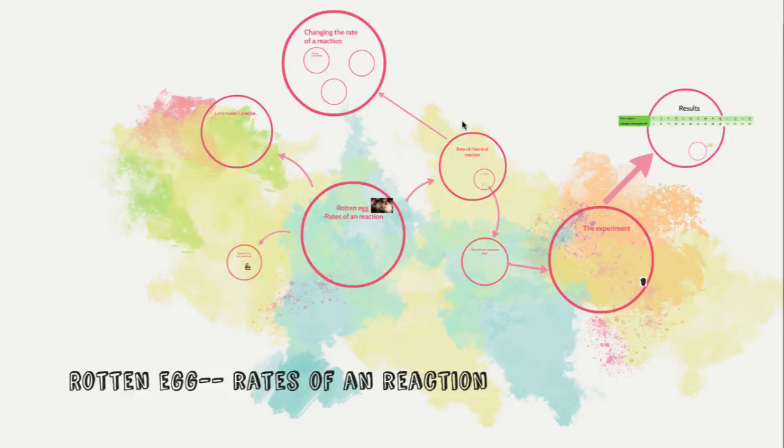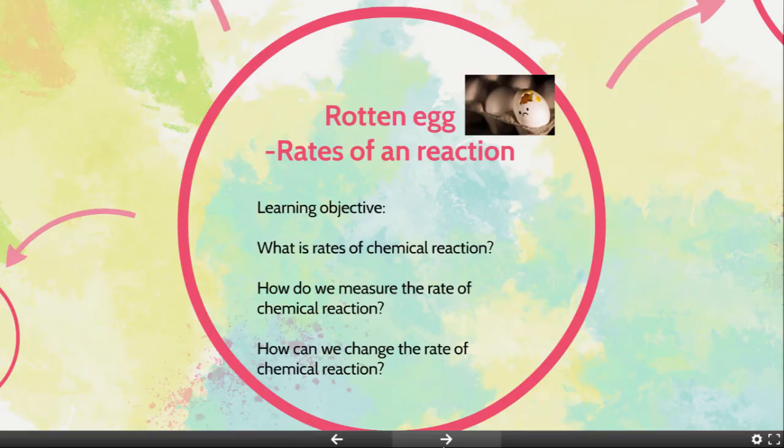So the title of this is the rates of reaction. We want to know what the rate of a chemical reaction is. We want to be able to understand how we measure the rate of a chemical reaction. And also, we want to know how we can change the rate of a chemical reaction.